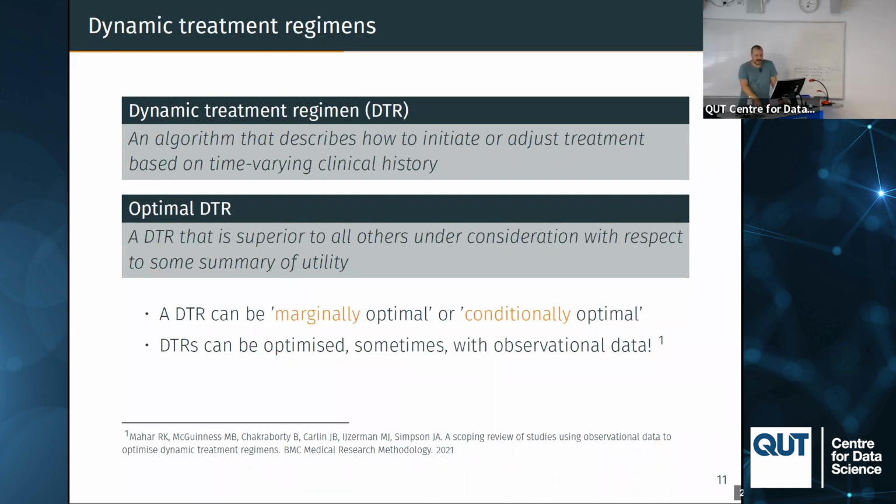Dynamic treatment regimens can be optimized sometimes with observational data. I say sometimes because we did a review of observational studies that tried to apply dynamic treatment regimens. Not many do, and there's various causal reasons that it's really not possible in a lot of circumstances.